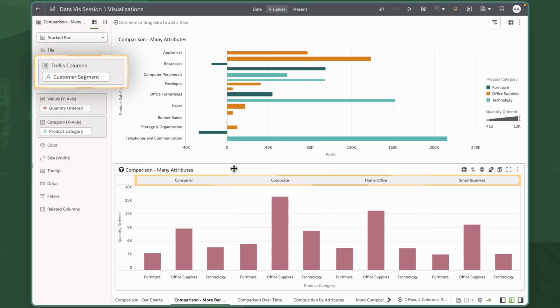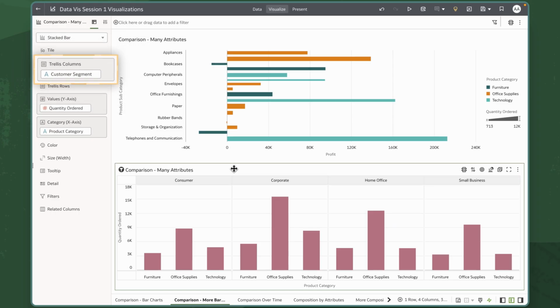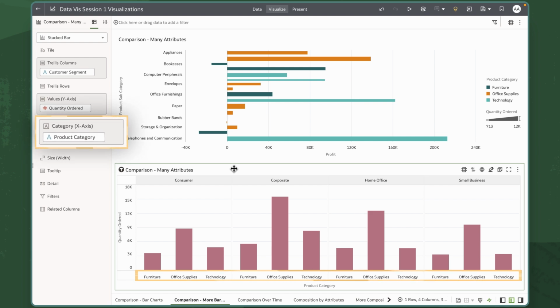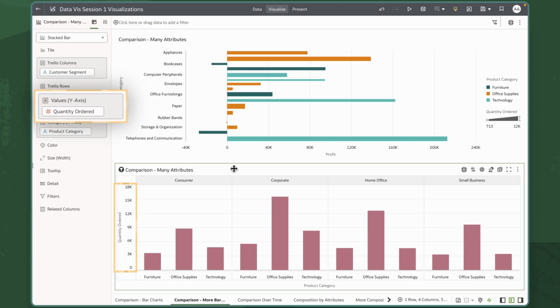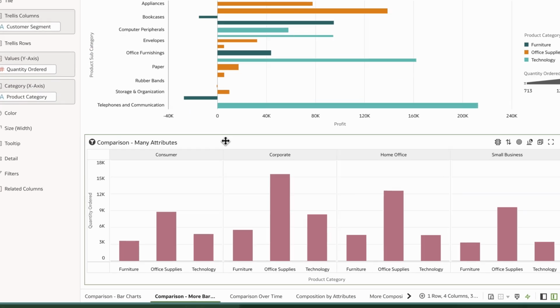I can use small multiples or trellis columns to compare multiple sets of bar charts to each other. In this example, I have 4 bar chart sets, each denoting quantity ordered for furniture, office supplies, and technology. These charts share the same y-axis, allowing me to compare quantity ordered across different customer segments.